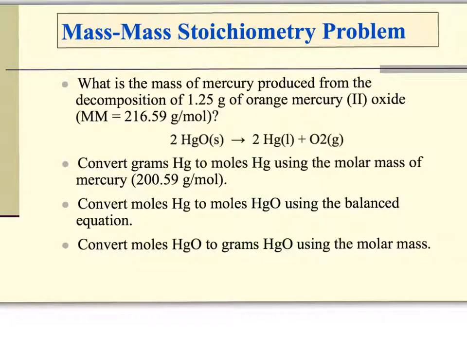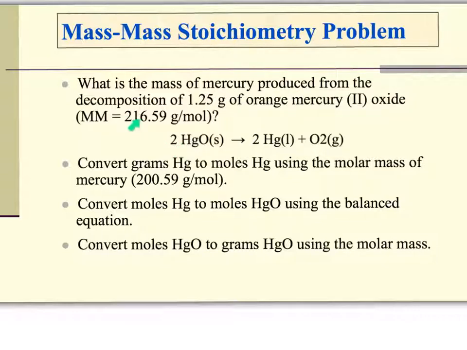In this problem, we have the question, what is the mass of mercury produced from the decomposition of 1.25 grams of orange mercury(II) oxide? The molecular mass of mercury(II) oxide, or the weight from the periodic table, has already been given to you in the problem. So this is the weight of mercury(II) oxide right here from the periodic table.